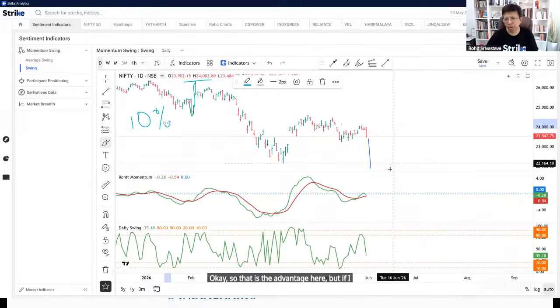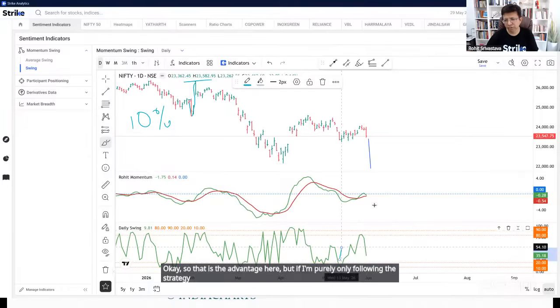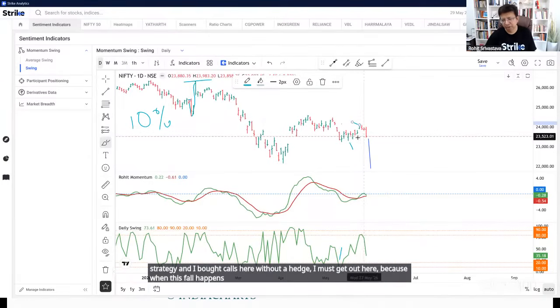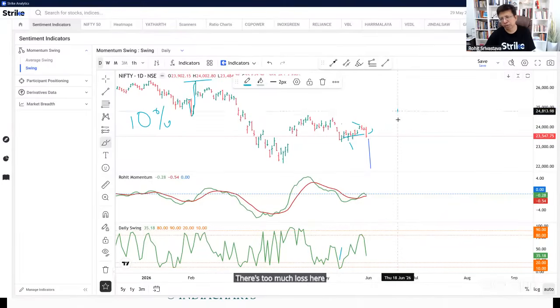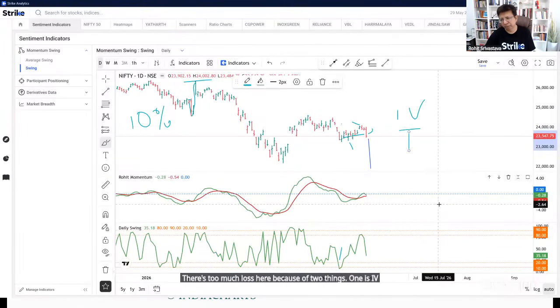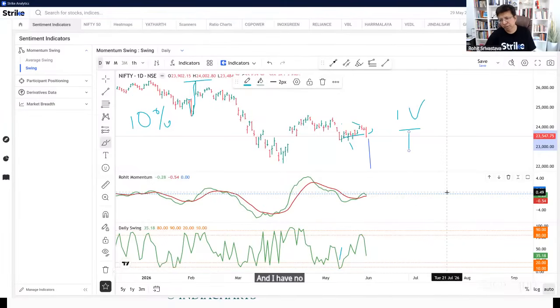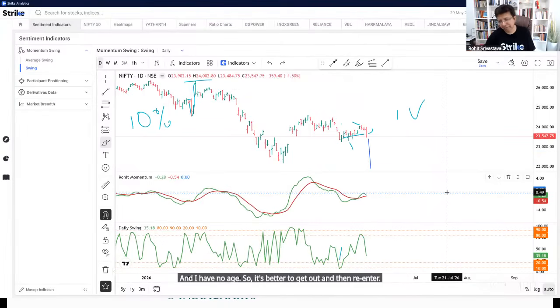But if I'm purely only following the strategy and I bought calls here without a hedge, I must get out here because when this fall happens, there's too much loss because of two things. One is IV and the other one is time. And I have no hedge. So it's better to get out and then re-enter in that case.